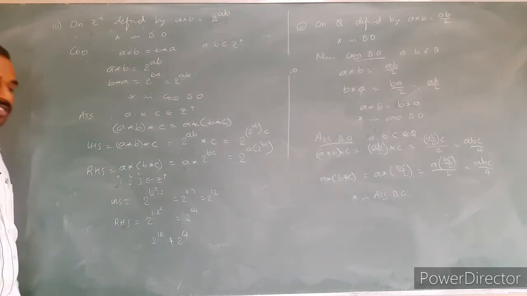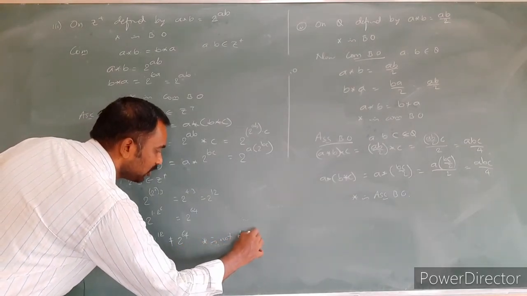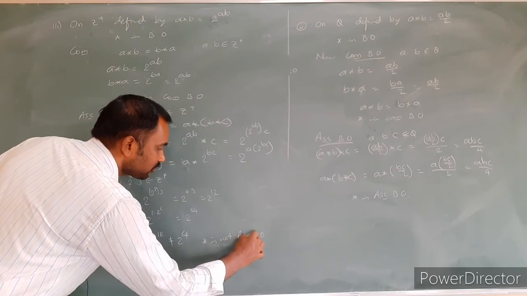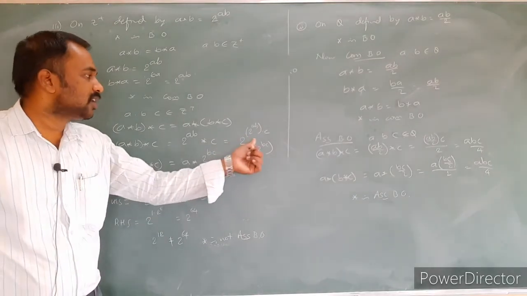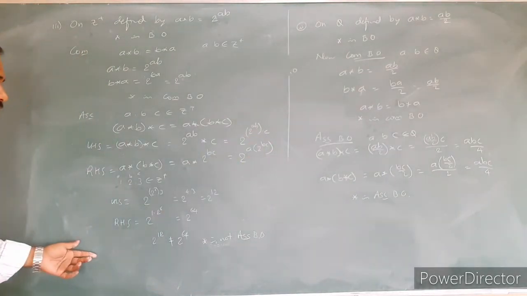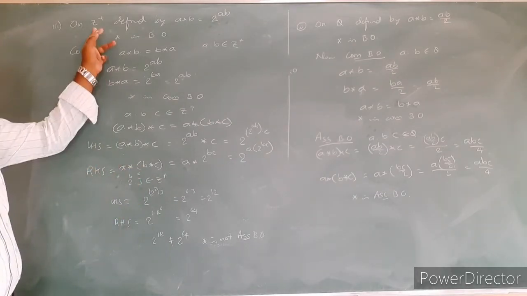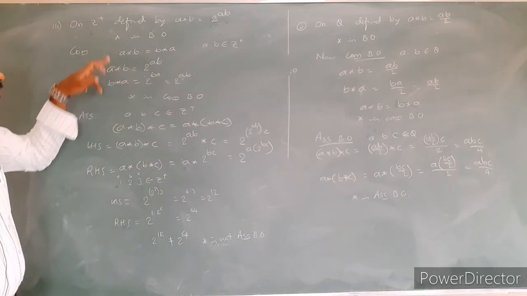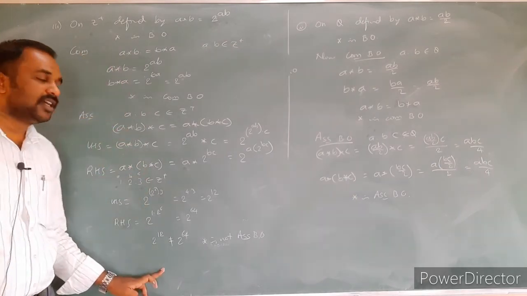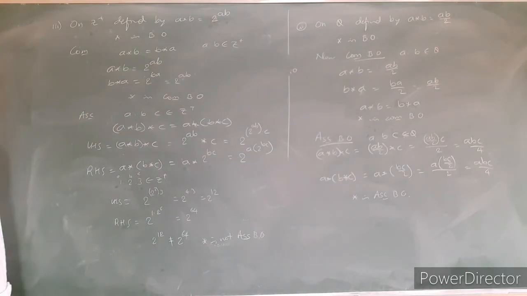Which is not possible. So we can conclude that star is not an associative binary operation. You just observe the product and you will get the conclusion. Not only 1, 2, 3, you can take any positive integer. So the final conclusion: star is a binary operation and a commutative binary operation, but it is not an associative binary operation. This is how we have to check the commutative and the associative binary operation.